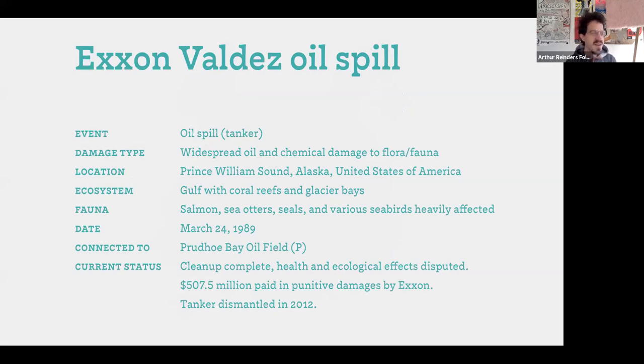And for this, I started to gather information. Okay, if I want the letter E to be for Exxon Valdez, for an event in which bad things happened, I'll have to gather things like: what was the event? What was the kind of damage? Where was it? What kind of ecosystem? What kind of creatures lived there? When was it? And perhaps a connection to something else. And actually also, what is the situation now?